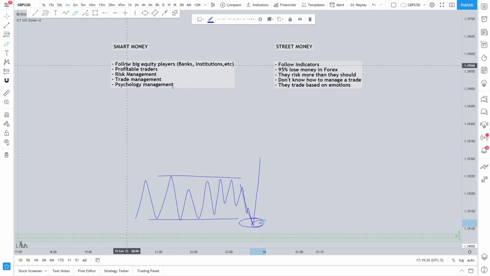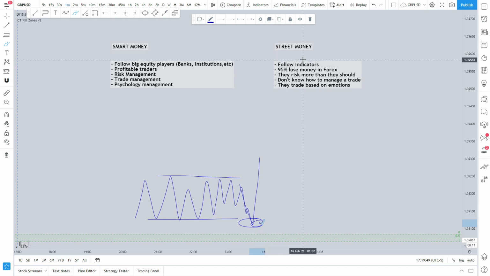So basically, for you to understand, we as smart money traders follow big equity players, we are profitable traders, we have very good risk management, we have trade management, and we know what we should do with our psychology. Against the street money, basically the retailers who usually follow indicators to trade without having a profitable system. 95% of them lose money in Forex. They risk more than they should. They don't know how to manage a trade. So when they enter, they don't know if they have to take profit, where, when, and they trade based on emotion. So they don't know how to control that psychology.